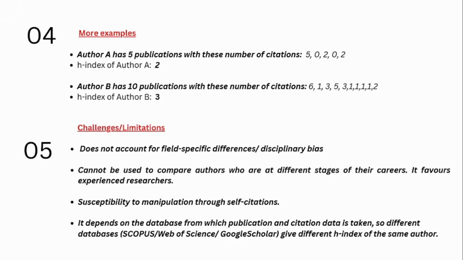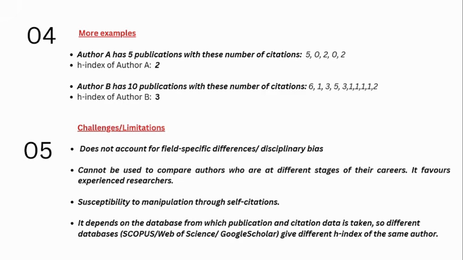Also, there's a great variation in the H index of the same author if we consider different databases, because ultimately we are looking at the number of citations which the various publications are receiving. So citations and those publications are listed in various databases. So different databases like Scopus, Web of Science, or Google Scholar will give different H index of the same author because they account for different numbers of citations. All right.